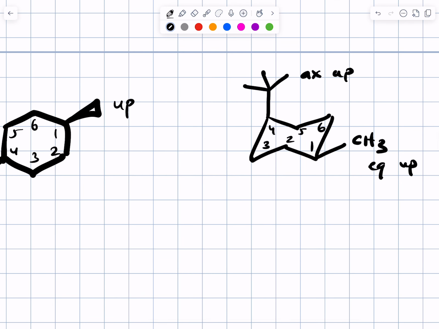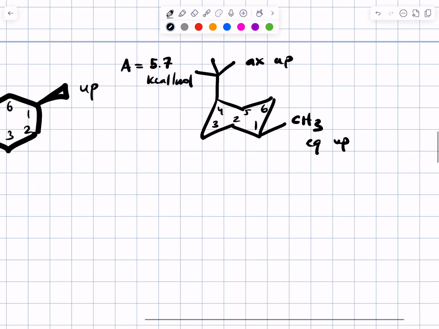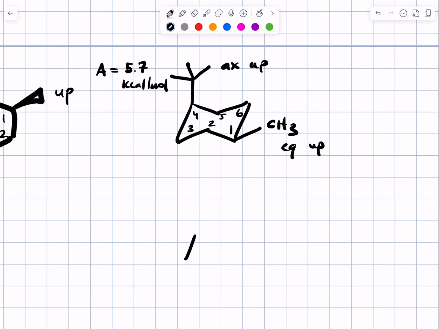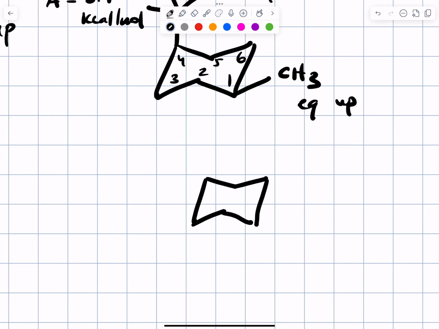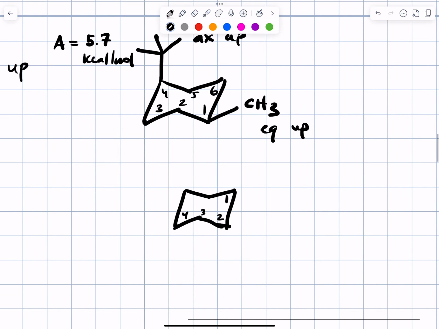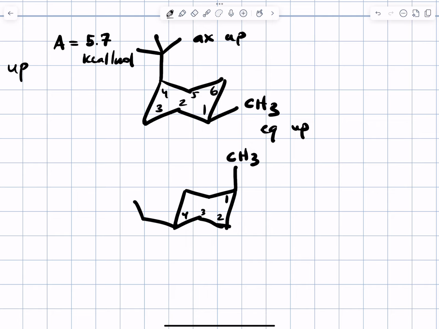Now, the A value for the T-butyl group is like 5.7 kilocalories per mole. So that's the penalty for having the T-butyl group axial. Now I'm going to draw the other chair. I can do this any way I want other than the peaks. Peak carbons have to become valley carbons. So that means I'm going to put 1 here at a peak, 2, 3, and 4. In the other chair, the up position on carbon 1 is now axial, and the up position on carbon 4 is now equatorial.